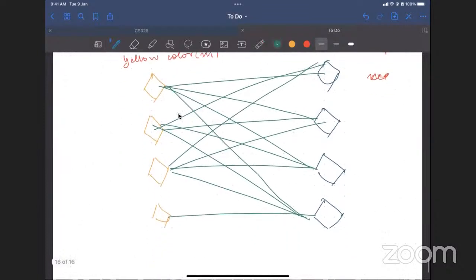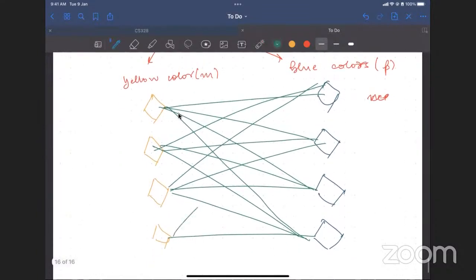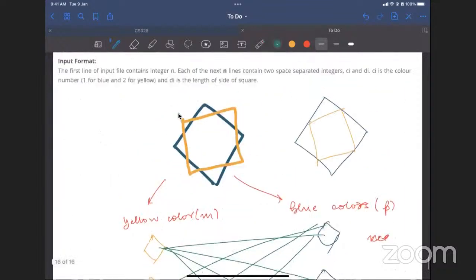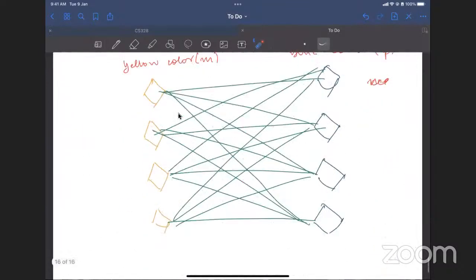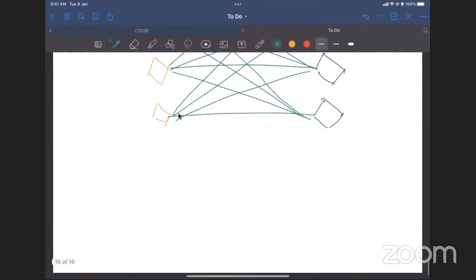So the thing is, all these edges cannot make all possible badges because of the condition here that once you superimpose, there should be 8 distinguishable vertices. So this is a bit of geometry: how do you make sure that once you superimpose two squares, you get 8 distinguishable vertices? So let's take an example.